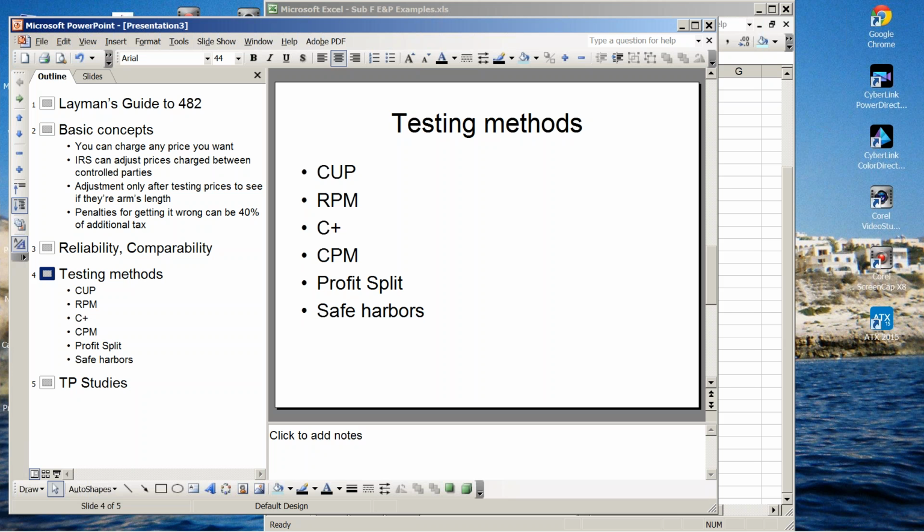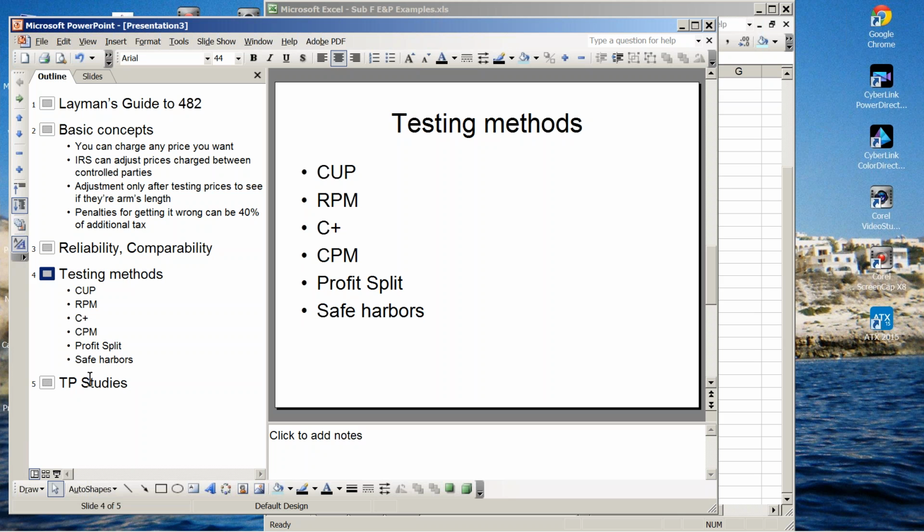And in some types of pricing, there may be safe harbors. For instance, interest charged between related parties for US dollar denominated loans is considered arm's length if it's within 100% to 130% of the applicable federal rate for that particular length of loan. You've probably encountered that AFR test other places in your practice.